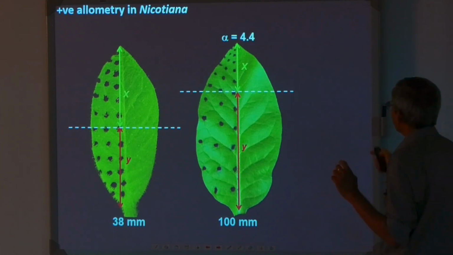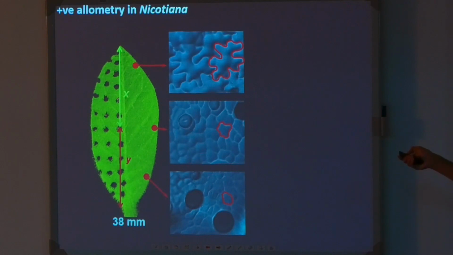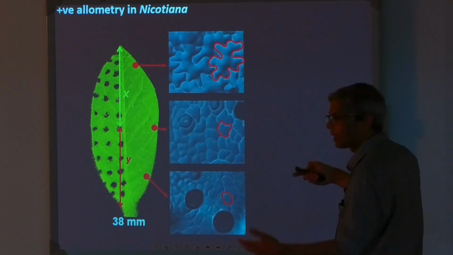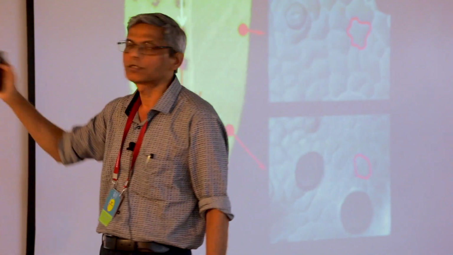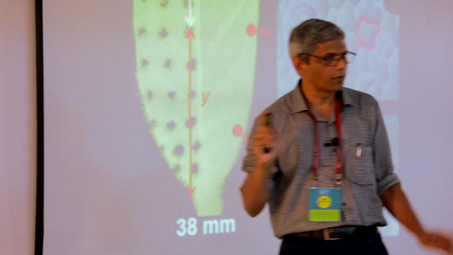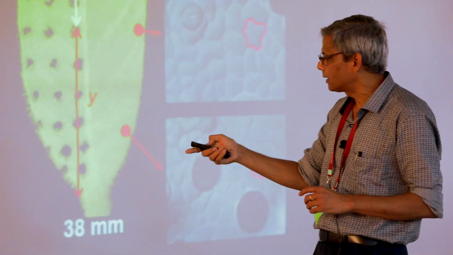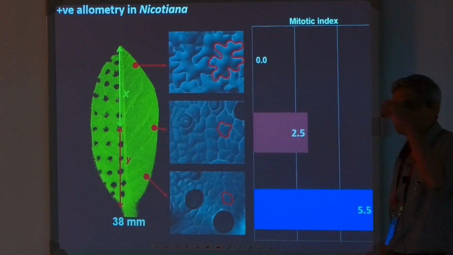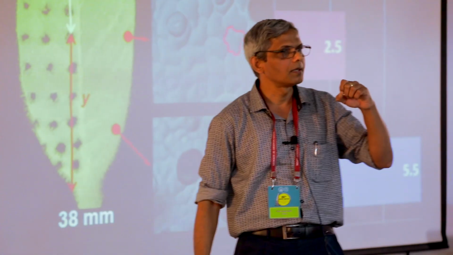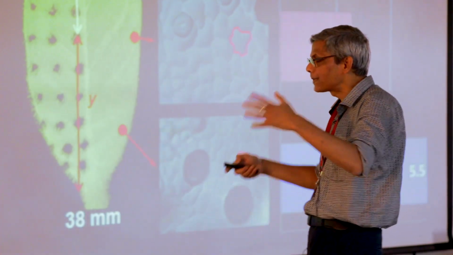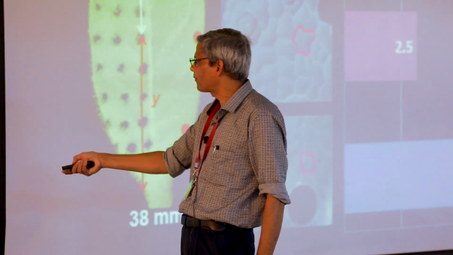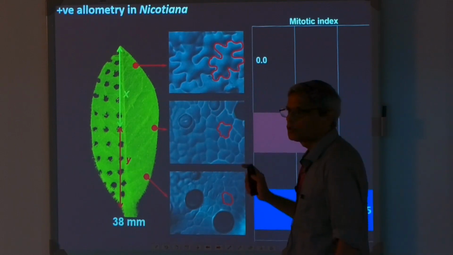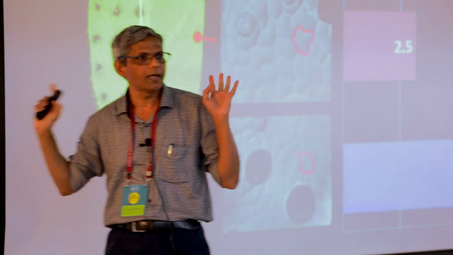If you look at the alpha value, it is 4.4 here, and if you look at the cell size, since this is the growing region, you see the cells are very small and dividing and contributing to growth, and this is already mature, not growing as much as the other end. If you look at the mitotic index, which is a parameter that measures the rate of cell division, what I mean is the percentage of cell division. 5.5 means 5.5% of the cells are dividing here, 2.5% of cells are dividing here, and 0% of cells are dividing here. 0% means it has stopped dividing and is not growing as much.